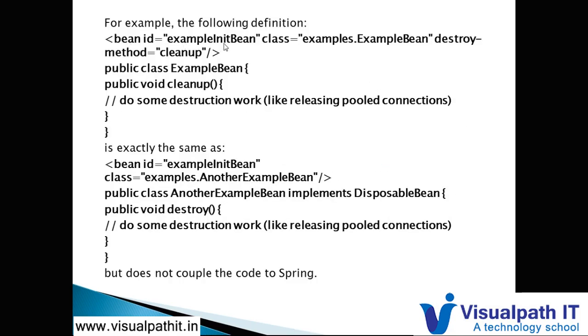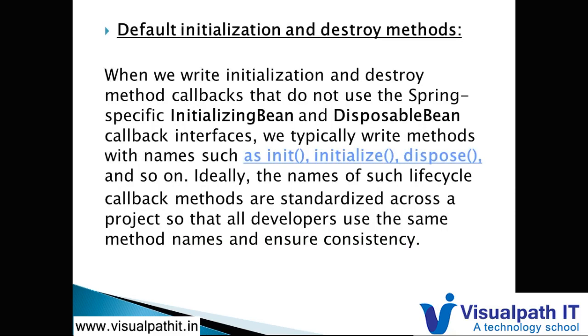That is, bean id equal to example init bean, class name, destroy-method equal to cleanup, here public void cleanup. So here it will release all the pooled connections and everything will be cleaned up. So this is what is expected. Though the interface is present, its usage is usually not recommended as it tightly couples the code to Spring. Next is default initialization and destroy method.